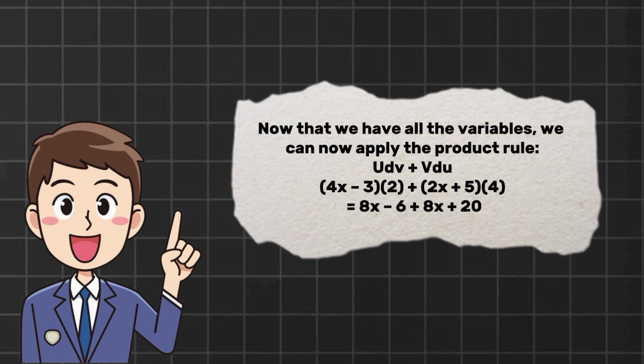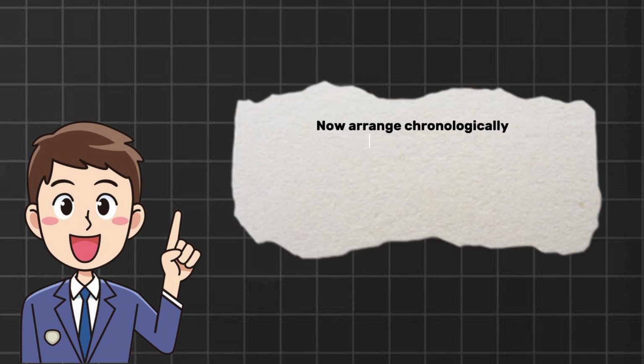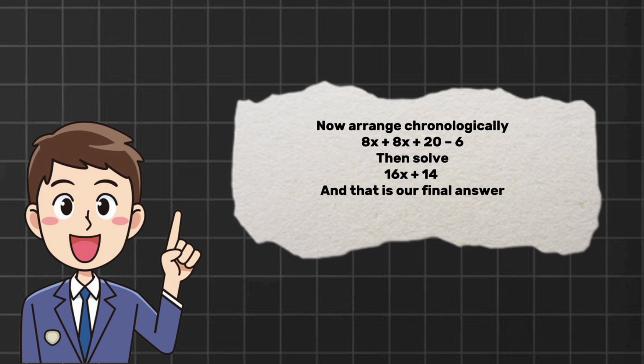4x multiplied by 2, 8x. Negative 3 times 2, negative 6. Copy the addition sign. Then 2x plus 5 multiplied by 4 equals 8x plus 20. Now arrange it in order: 8x plus 8x plus 20 minus 6. Then solve 8x plus 8x, 16x, plus 20 minus 6, 14. And our final answer is 16x plus 14.